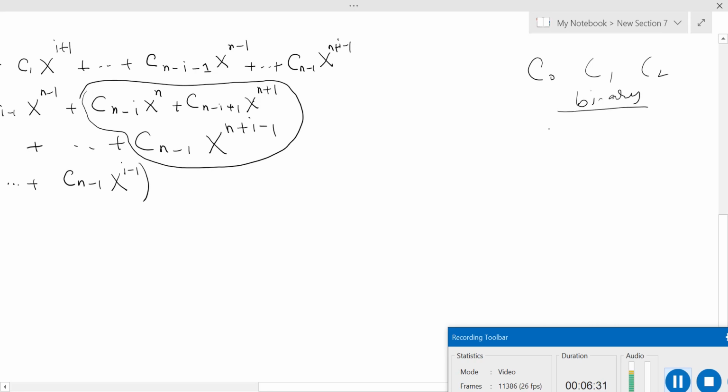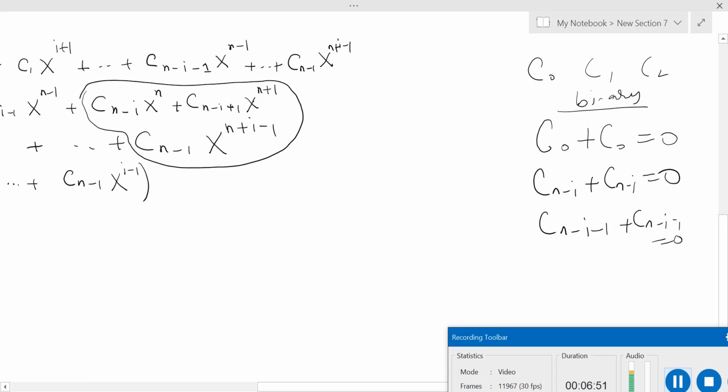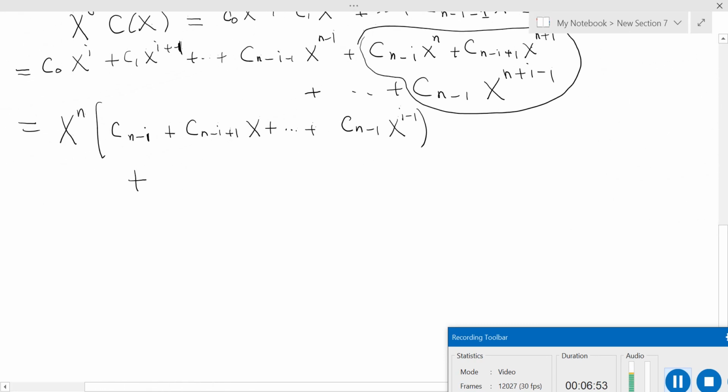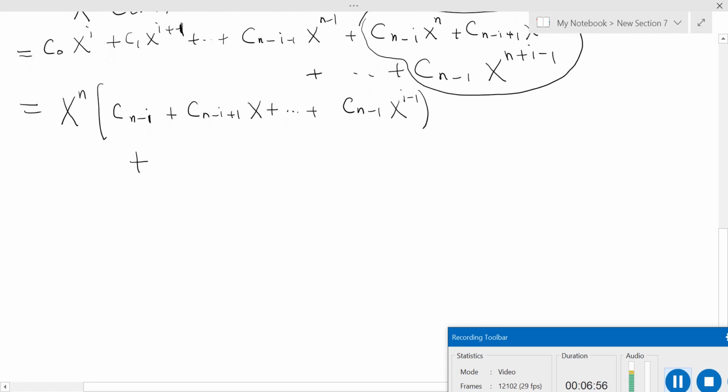So you take any two coefficients, suppose C0. If I add C0 to it, it will be 0 because it is either 1 or 0. 1 plus 1 is 0, 0 plus 0 is 0, of course. Similarly, if I take C of n minus I and add C of n minus I to it, it will also be 0. C of n minus I minus 1 plus C of n minus I minus 1 will also be 0. Noting that, look at here, I will write here again C of n minus I, again add C of n minus I. So this together is 0.